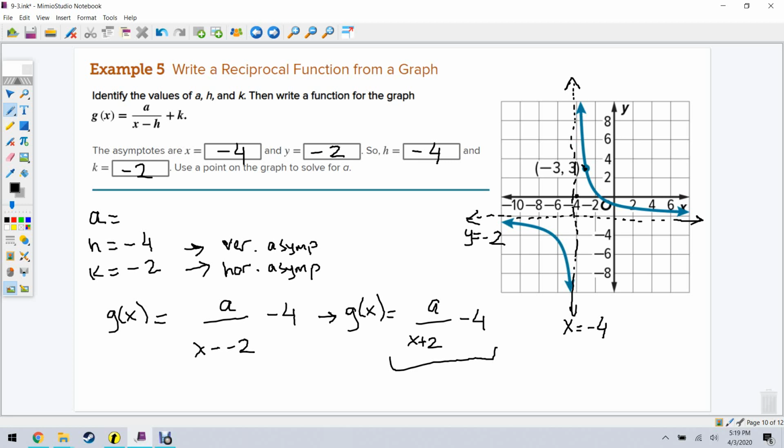Since we are looking for what a is, we are going to use a specific point that's given on the function. You see that -3 and 3. This is a point that will tell us how to find a. So I'm just copying this one onto the next page to find a. Basically, we will just do math to find that.